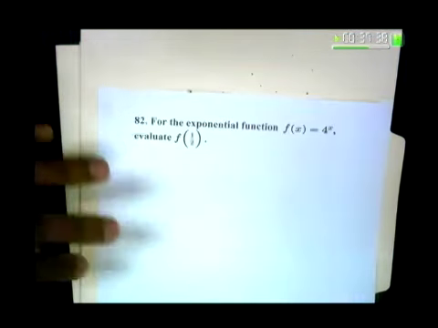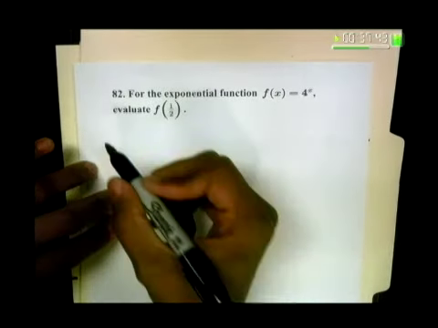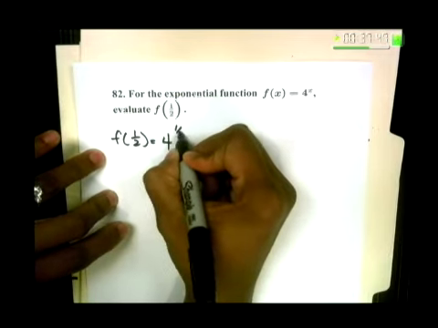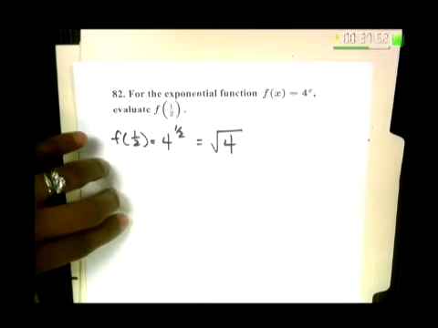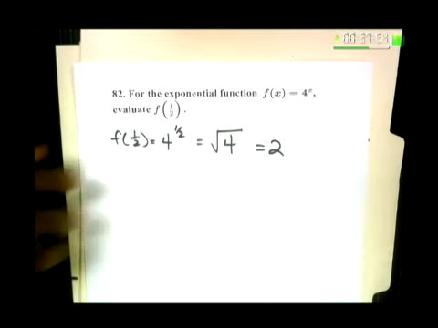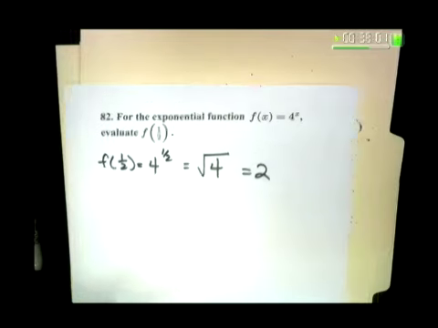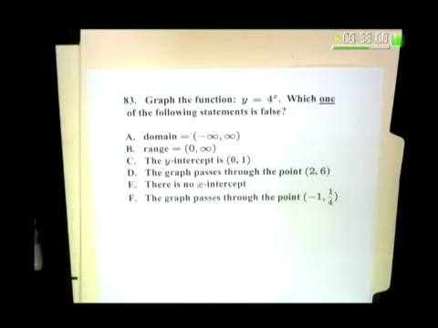82, similarly, we're evaluating the function at 1/2. So f of 1/2 is going to be 4 to the 1/2, which is the same thing as the square root of 4, which is just 2. So if it was 4 to the power of 1/3, would it be the same thing as the cube root of 4? Yes. Negative and fractional exponents.